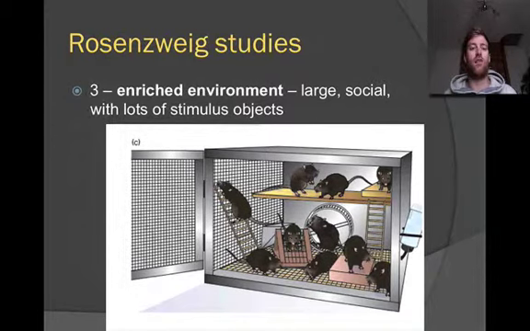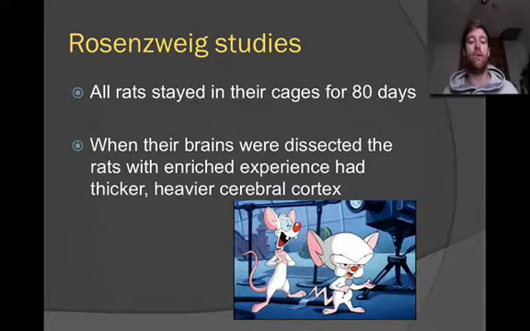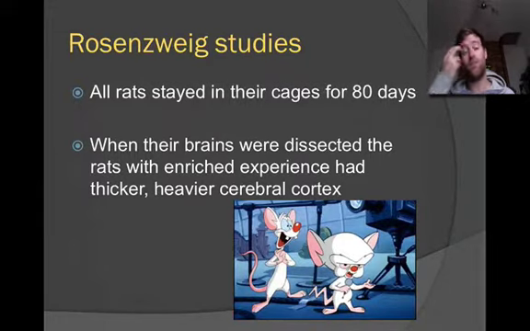And so we had these 3 different types of environments, which meant 3 different types of experiences. So what did we find out? Basically, once the rats had been in there for 80 days, they were all killed off, which is a sad story. But they dissected their brains to find that the rats, surprise, surprise, who had the most enriched experience had thicker, heavier cerebral cortexes. Okay, so their brains were bigger, their brains had more neuronal connections because they were doing more stuff. It makes sense.